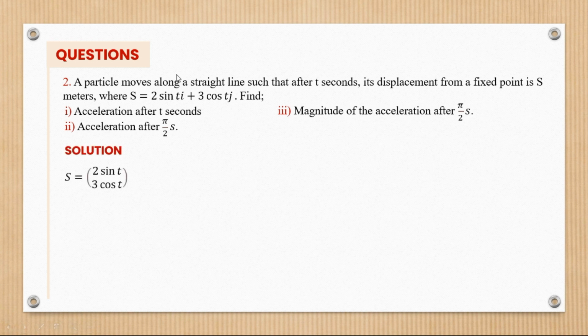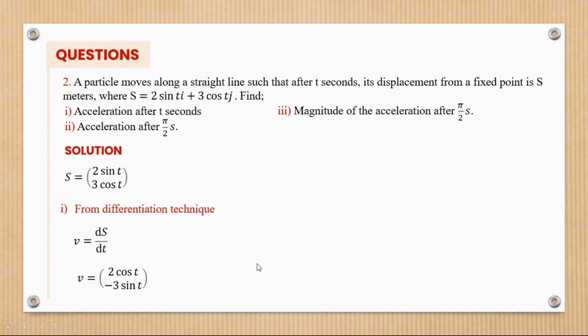Alright, so putting the displacement in column form, I have 2 sin t, 3 cos t. Now for part 1, I want to find the acceleration after t seconds. There is a way of finding acceleration from knowing the displacement. Remember that v is equal to ds/dt or dr/dt, but in this case we have s for all those cases where we would have used r. So this is the derivative of this, where at the top I have 2 cos t and at the bottom I have negative 3 sin t.